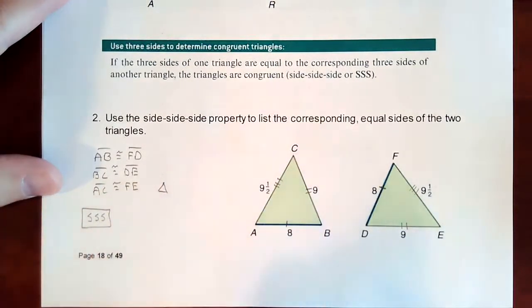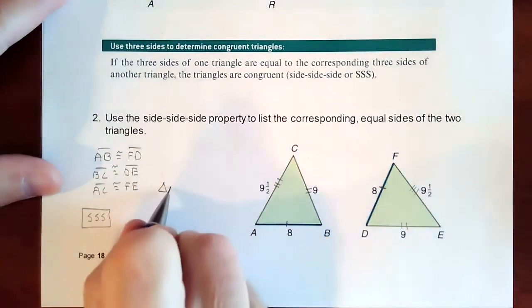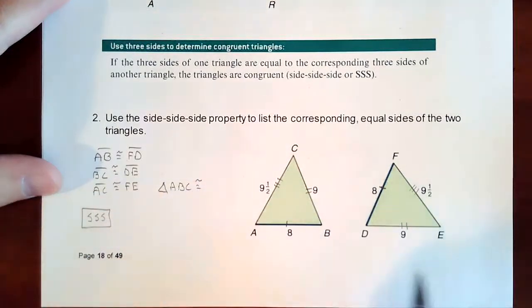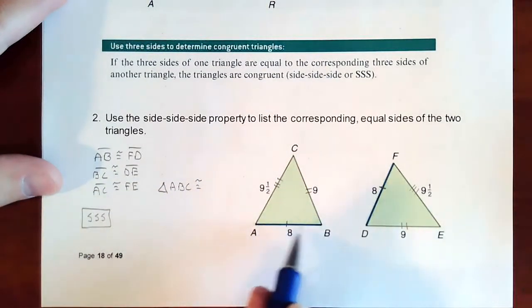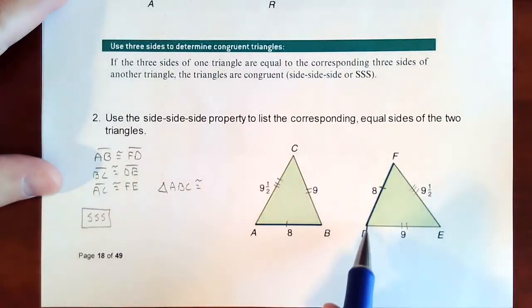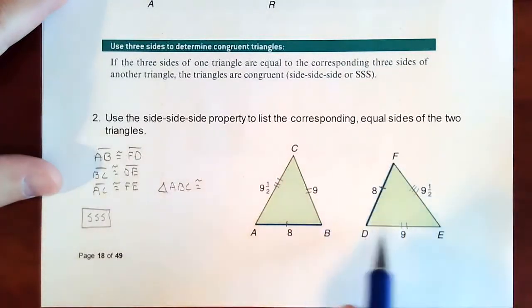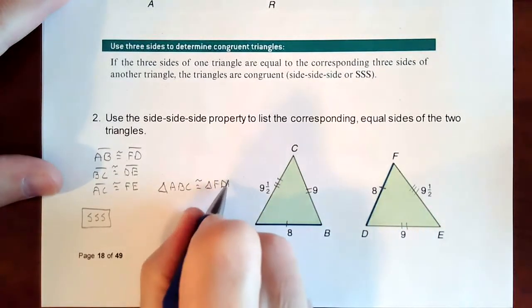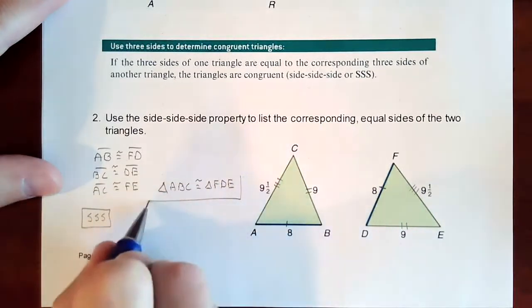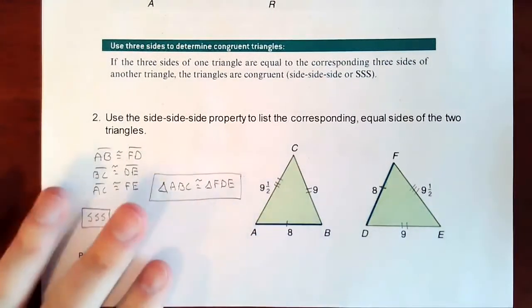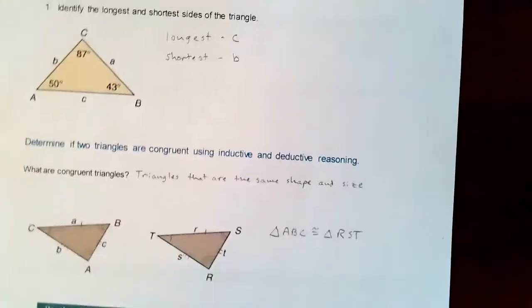So I'll just pick an order for this. We'll go A, B, C. And then it's going to be congruent to, we'll start with A. So that goes 8, 9, 9.5, so F, D, E. Okay, and so that would be us saying that we have 3 sets of sides that are congruent, so we have enough information to say that we have congruent triangles.